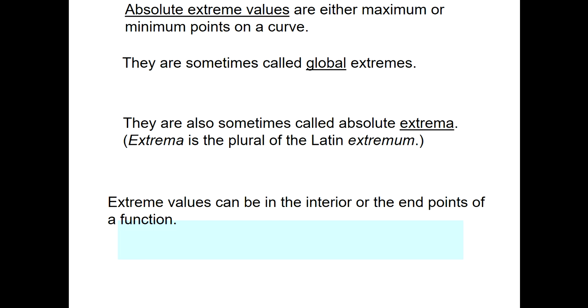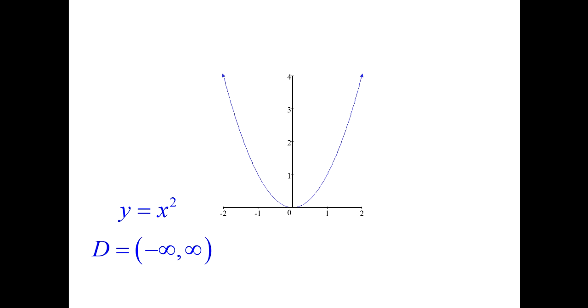So extreme values can be on the interior of, or the endpoints of a function. So this function right here, the quadratic, does it have an absolute maximum and an absolute minimum? Well, it does have an absolute minimum. This value at the bottom, this is its absolute minimum point. This is the lowest point, the smallest y value on the function. That is its absolute minimum.